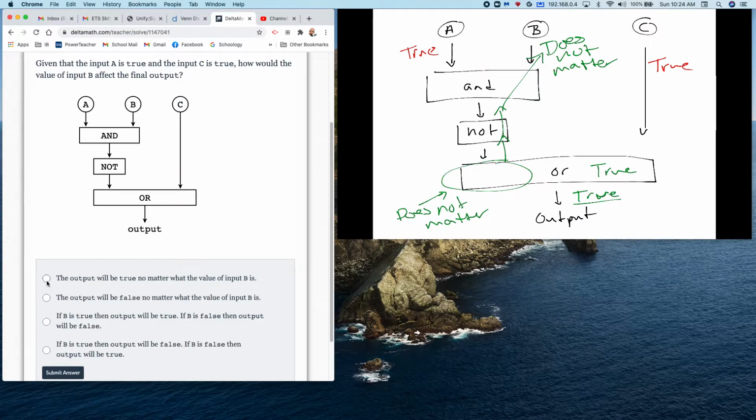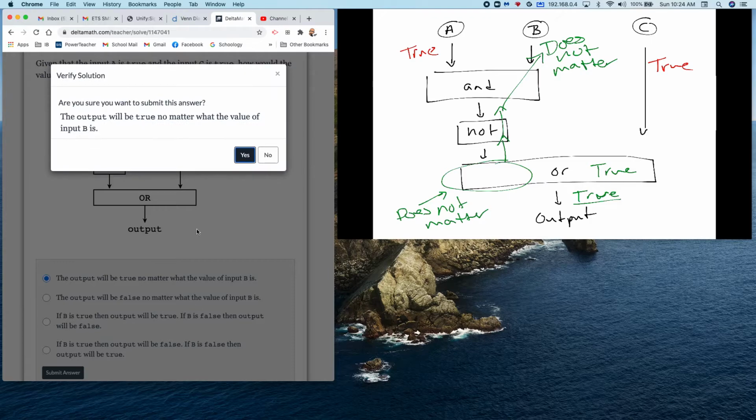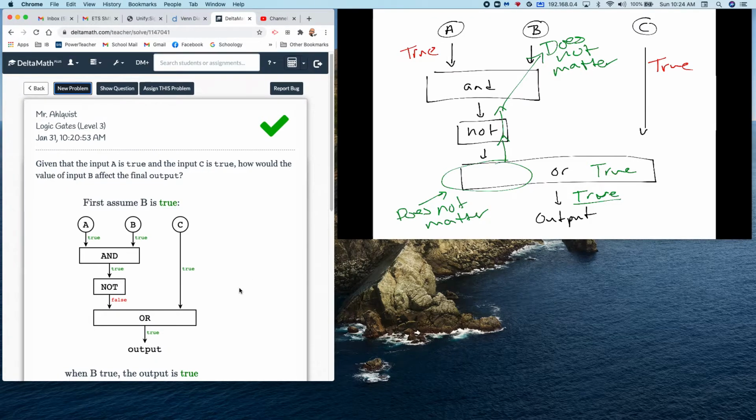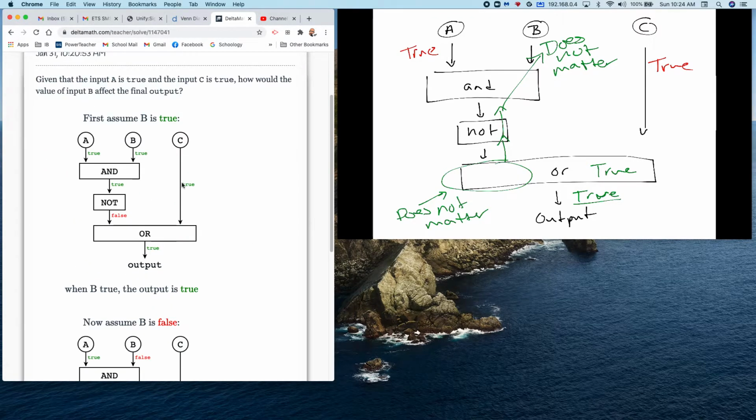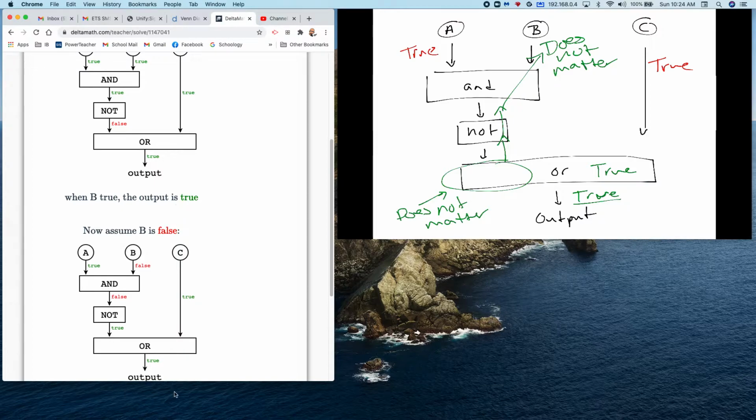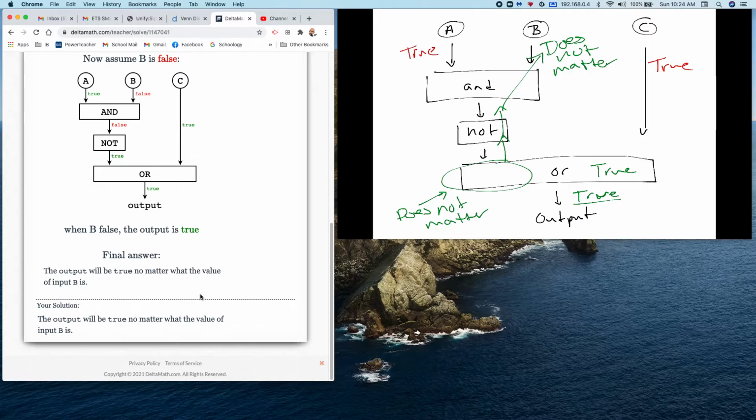It doesn't matter what B is in this case, because B can be true and it goes through, and you could go through and say, well, what if B was true? What would happen? Or what if B was false? What would happen? But notice that the OR right there at the end is going to spit out a true if this one is true or this one is true. So it doesn't matter what this one is, because this one we know is true. Let me show you another example.